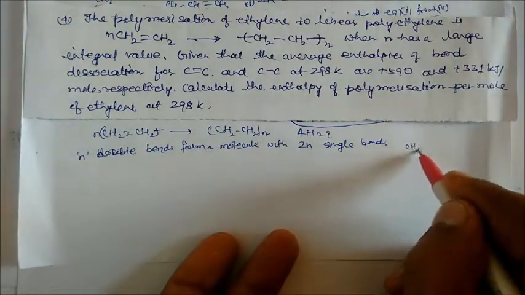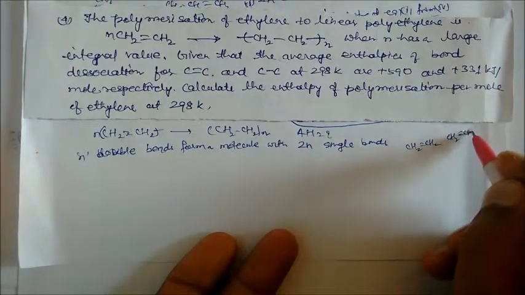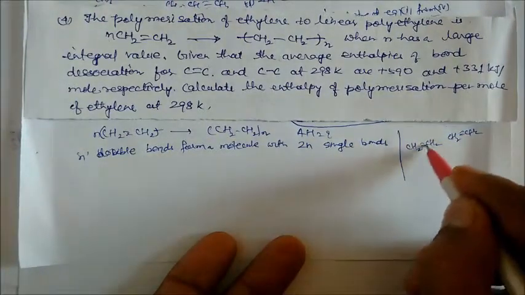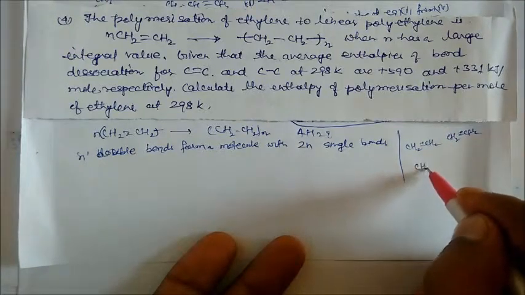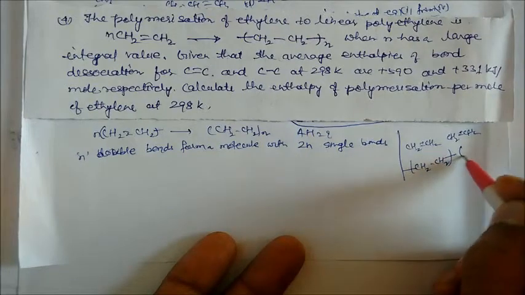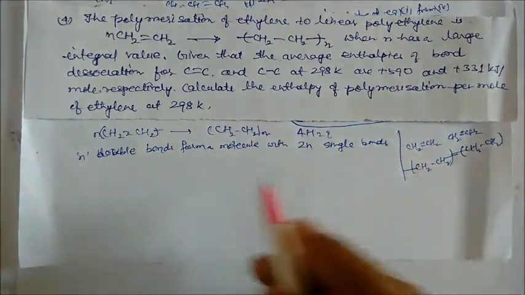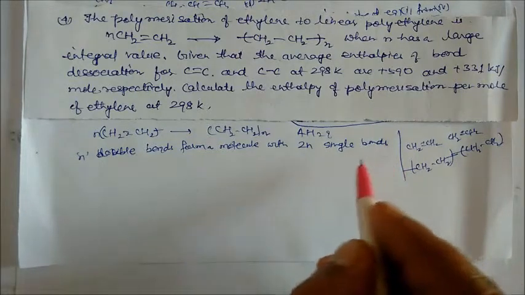Suppose this is a CH2 molecule, and again a CH2 molecule, again here a CH2 molecule. So here this bond will break, this bond will break, so it will form CH2, and here one molecule, and here CH2. So this will be your another molecule. So it is forming 2n single bonds, means two bonds.